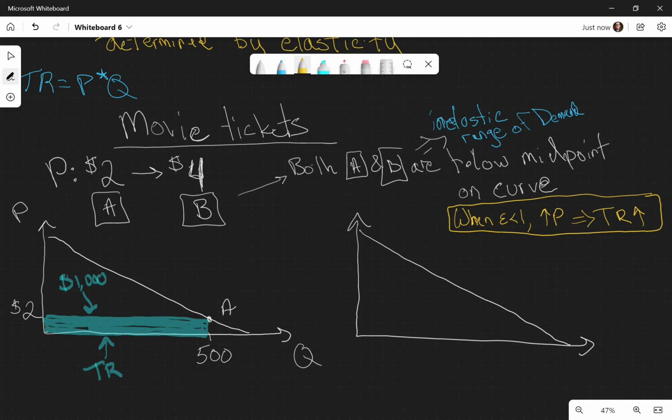So we know that the total revenue is going to go up because we're in an inelastic range and we're increasing the price from $2 to $4. Let's go ahead and show it to ourselves. Why not? That's why we're here, to prove to ourselves the things that they tell us in the book. So at point B, at $4, we now sell more or less than 500? Less. Law of demand, right? Higher price, always going to be less. So the prompt tells us that we now sell 400 tickets.